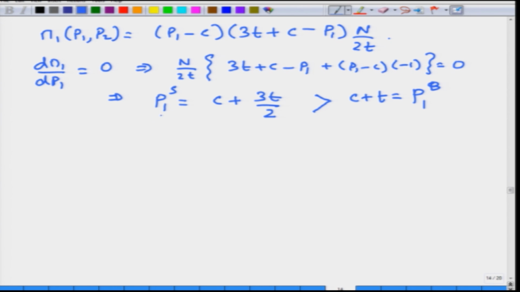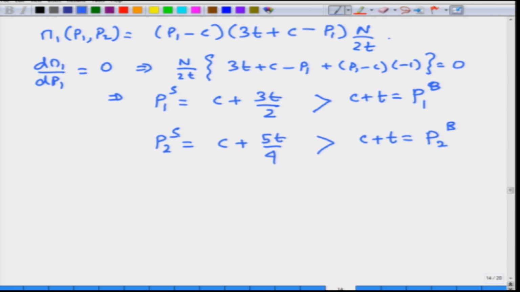If I substitute this P1s into firm 2's best response function, we will find that P2s turns out to be (c plus 5t) divided by 4. This is also greater than c plus t that we got under the Bertrand model with product differentiation. So, what we now find is both the firms charge a higher price. So, here prices are strategic complements: not just does firm 1 charge a higher price than what it would have charged when it moved simultaneously, firm 2 also charges a higher price.